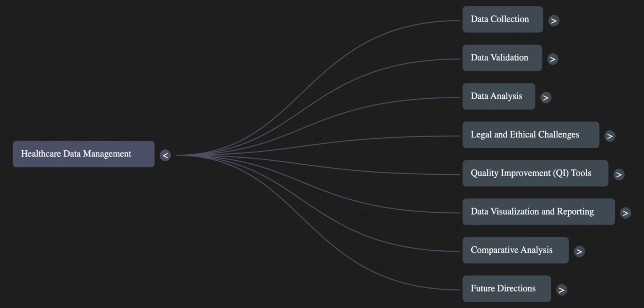The classics include run charts and control charts for tracking data over time, histograms for showing distributions, Pareto charts for prioritizing problems, cause and effect diagrams or fishbone diagrams for finding root causes, and flowcharts for mapping processes. Many EHRs like Epic even have built-in dashboards incorporating some of these tools now.